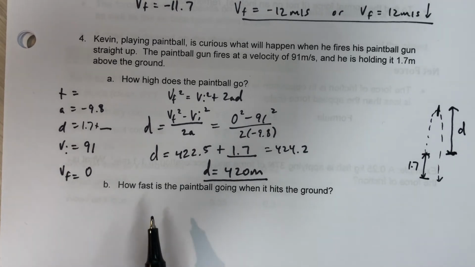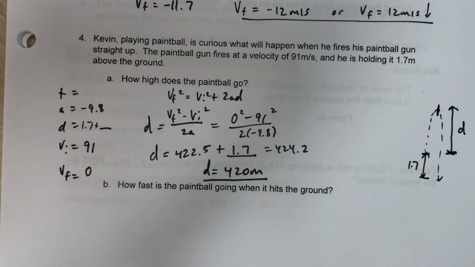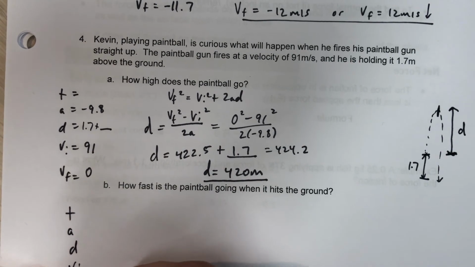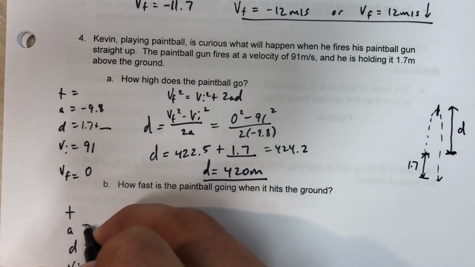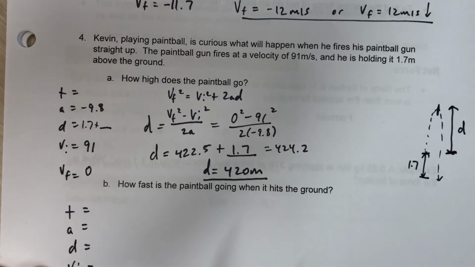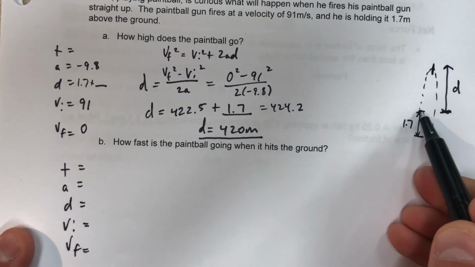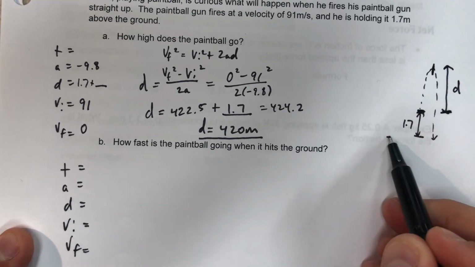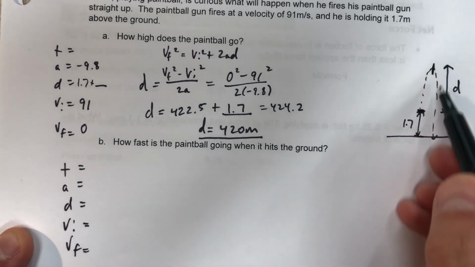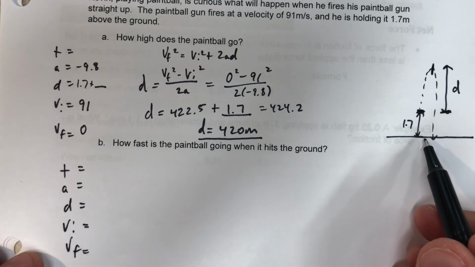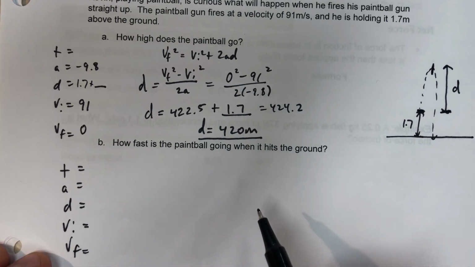And lastly, how fast is the paintball going when it hits the ground? We'll start a whole new one here because I want to start just from the beginning all the way until the very end. So I want to have it where I'm literally shooting it from over here at the 1.7 above the ground. Here's the ground right here. Goes all the way up, then all the way down. And you'll see why. That way we only have to do 1 step instead of 2 steps. So we can solve it in 1 step.